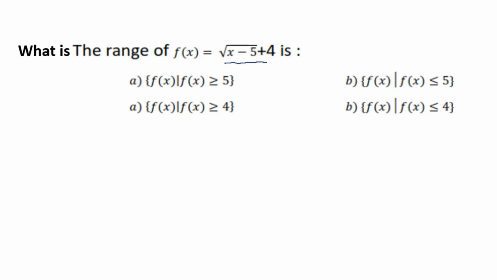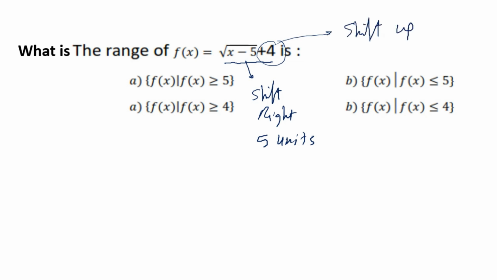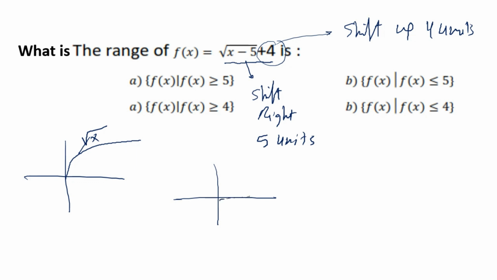So root of x minus 5, the 5 means shift to the right 5 units. And positive 4 means shifting up 4 units. The parent function of root x is like this. This one is root x. So if I move to the right 5 and up 4, the starting point will be here like that. So the minimum value of y here is 4, and the maximum is infinity. So it's y greater than or equal to 4.